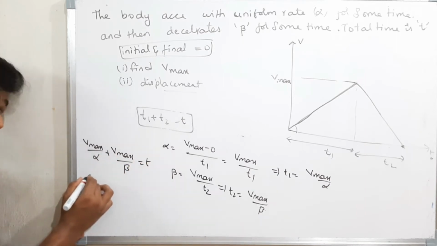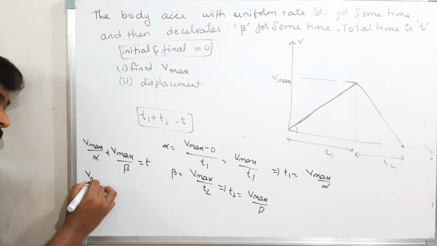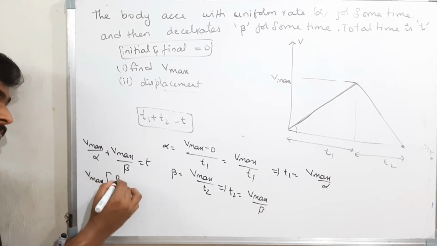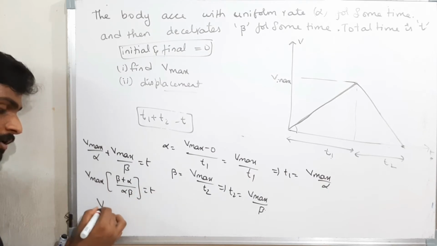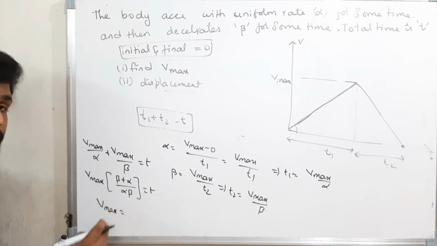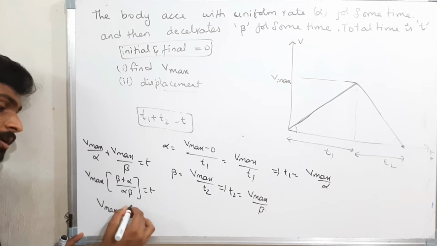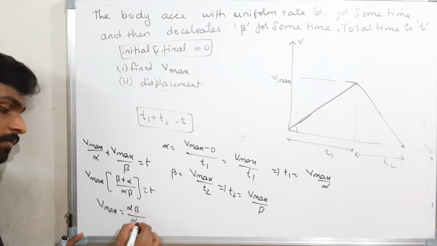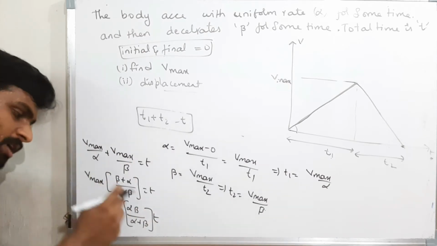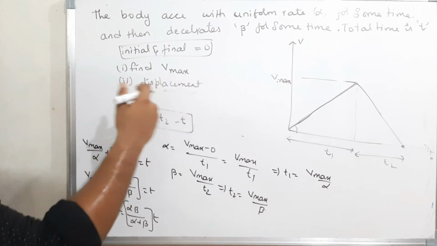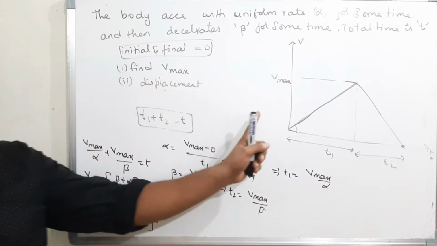Now what can I take? Vmax common. Beta plus alpha by alpha beta is equal to t. Therefore what is Vmax? The maximum velocity achieved by the body is alpha beta by alpha plus beta into t. That is the maximum velocity achieved by the body. The same problem I solved using the normal numerical method, and this one I am solving by the graphical method.